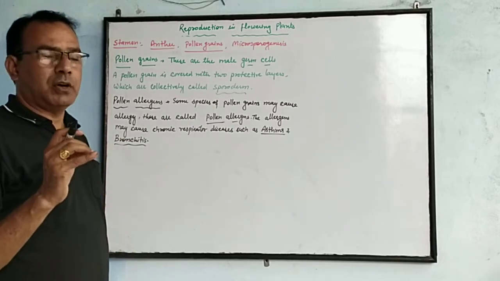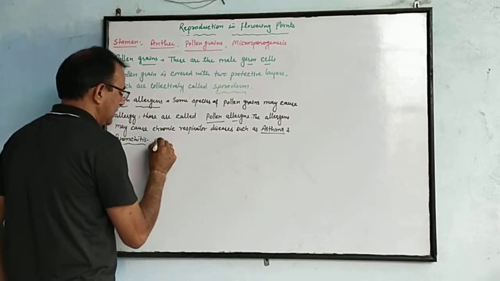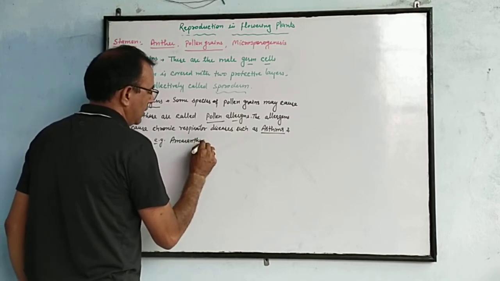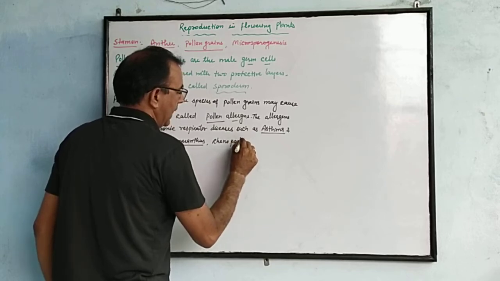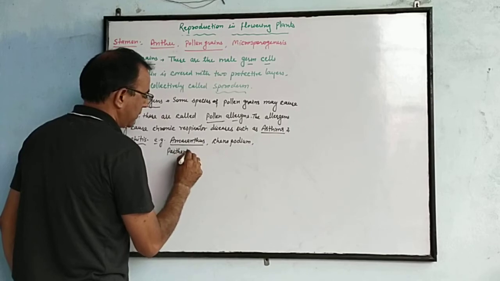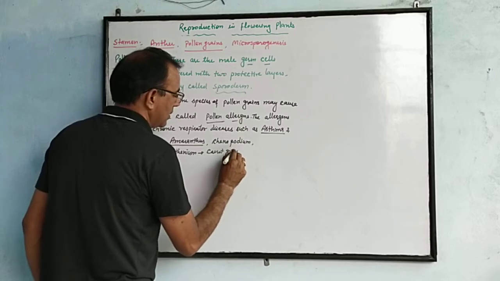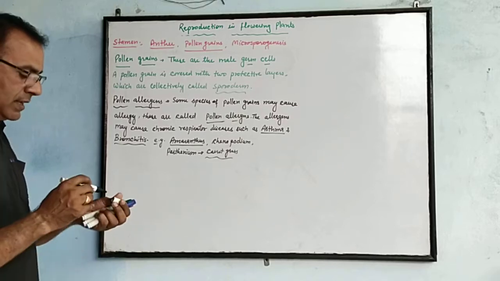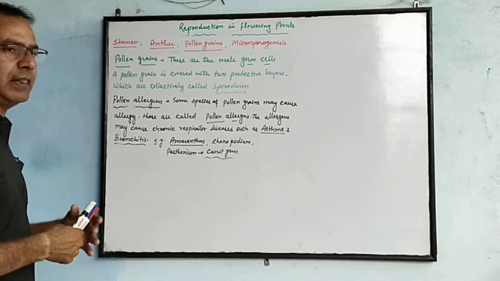Examples of plants whose pollen grains cause allergy are the Amaranthus plant, Chenopodium, and Parthenium. Parthenium is also known as carrot grass. The pollen grains of these plants may cause allergy, so these species' pollen grains are known as pollen allergens.